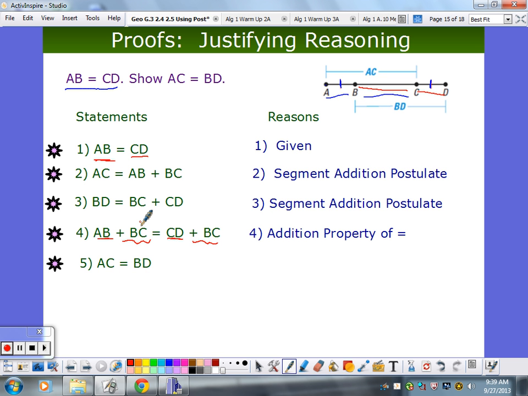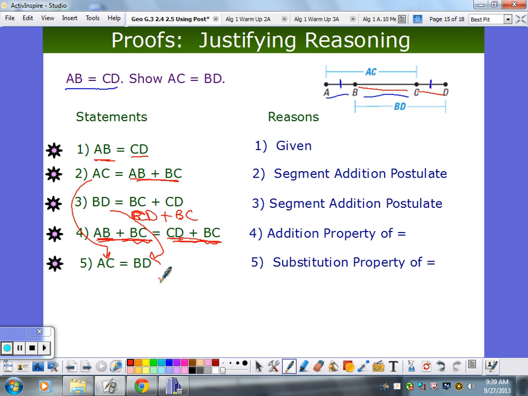Now we're using substitution. Now why are we using substitution? AB plus BC, you told me what that was. That's the same as AC. So I can replace that. CD plus BC, that is the same as BC plus CD. We could have added another step saying the commutative property, but we're letting the commutative property be a little obvious here to say that that's the same thing. So instead of BC plus CD, I can put my BD in. And now look, I got my statement that I wanted.